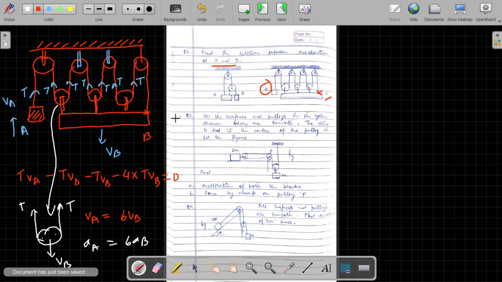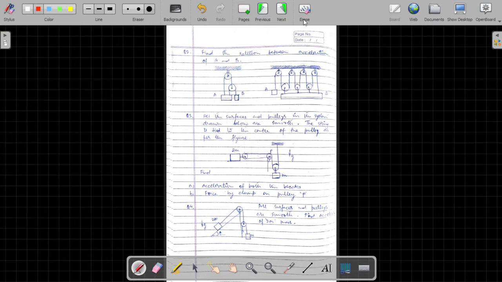Let us do question number 3. For question number 3, we have all the surfaces smooth and pulleys smooth. So let us draw the system and do it. In this particular system, we have a pulley which is attached to the center of the second pulley, and there is a string passing over another pulley like this.